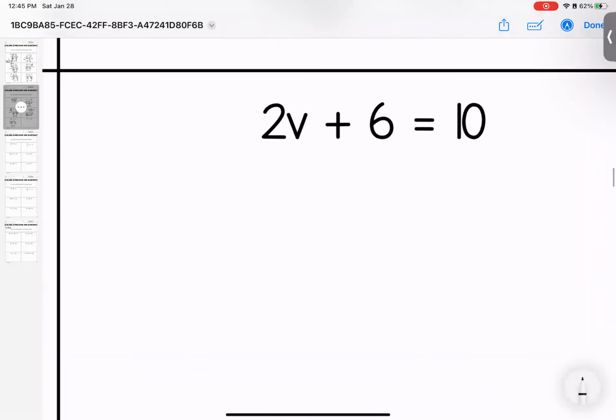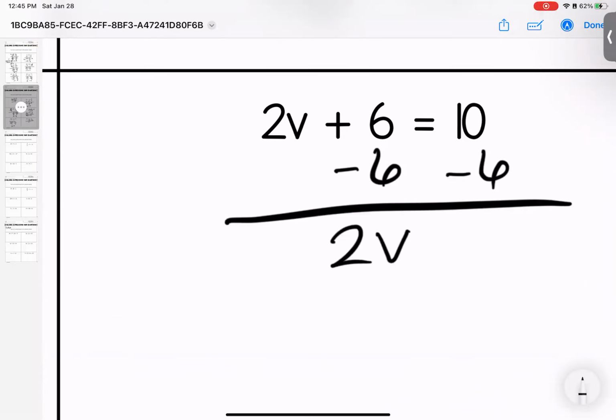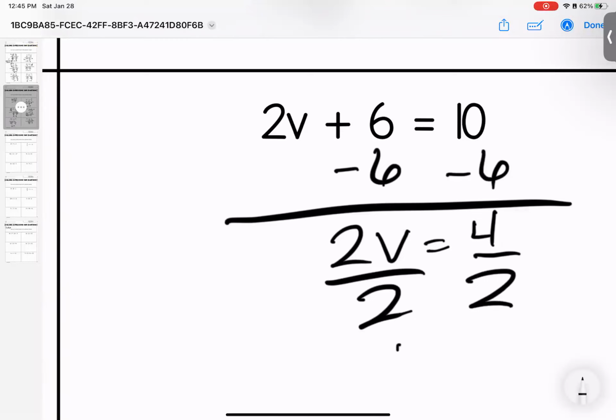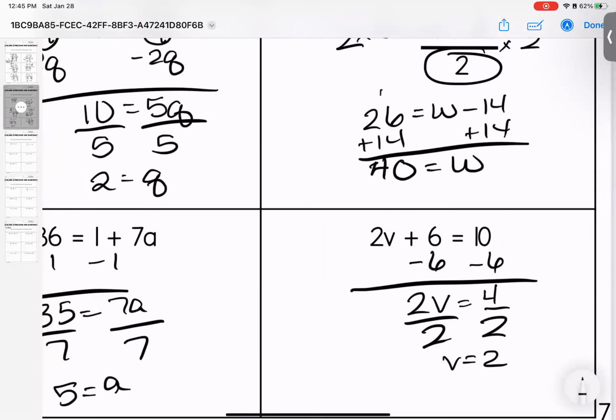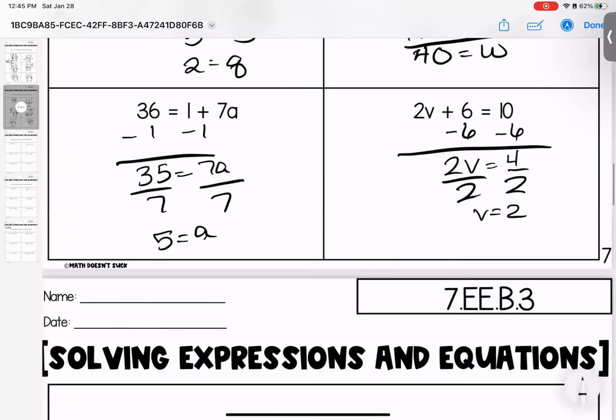Last one over here, minus 6. Opposites subtract. We have 4. Divide by my sticky numbers. V is equal to 2. Any questions? Bring them with you to class.